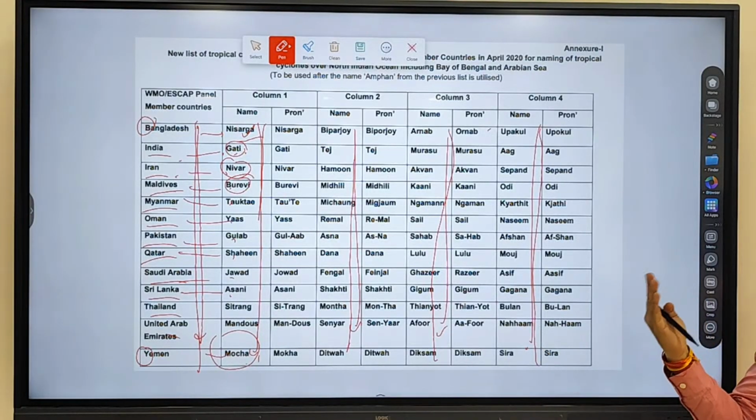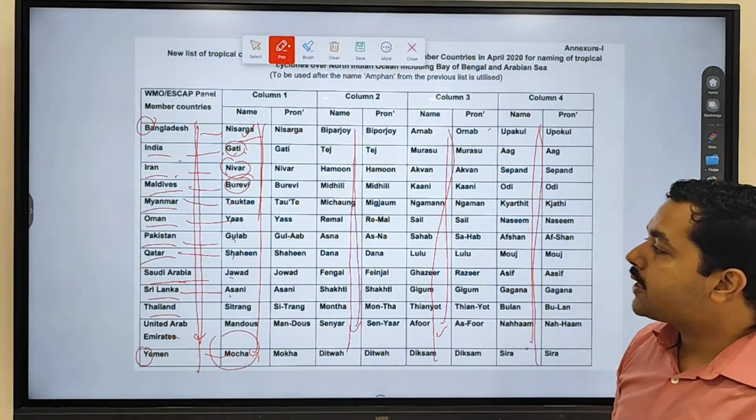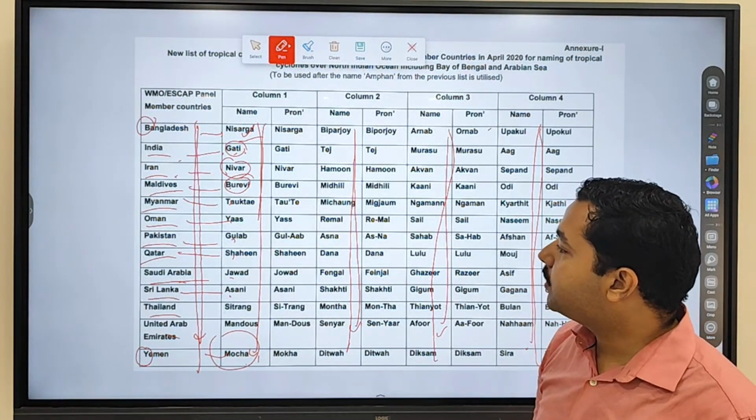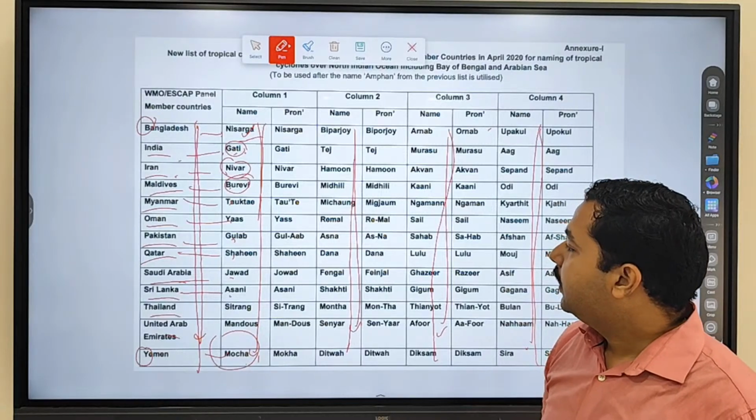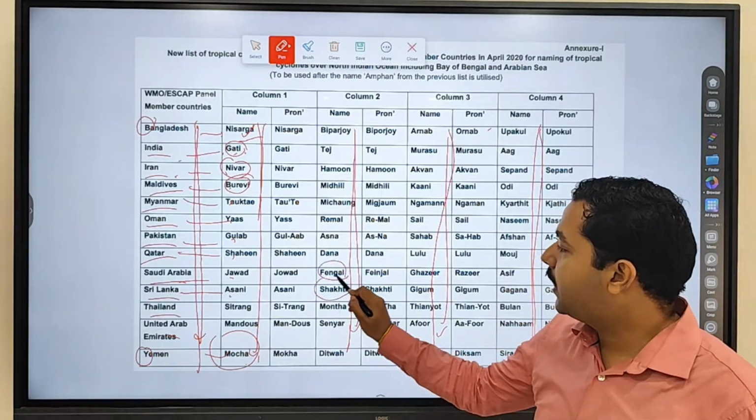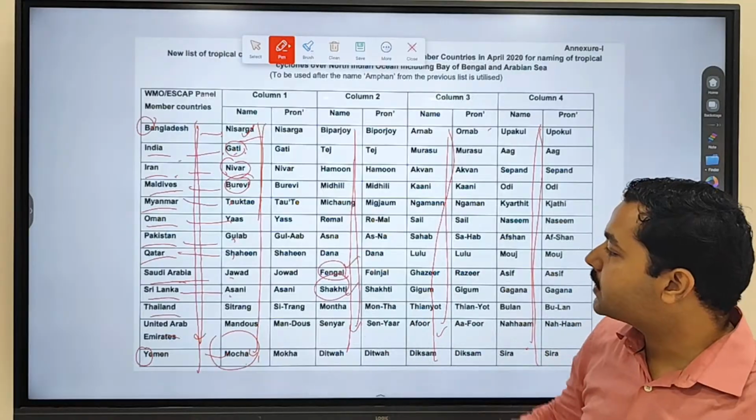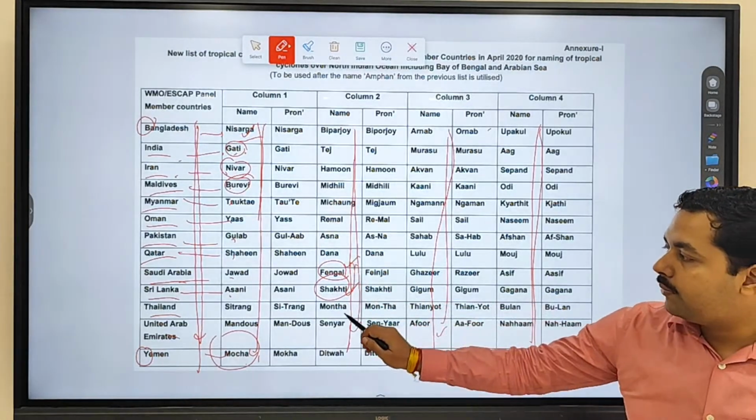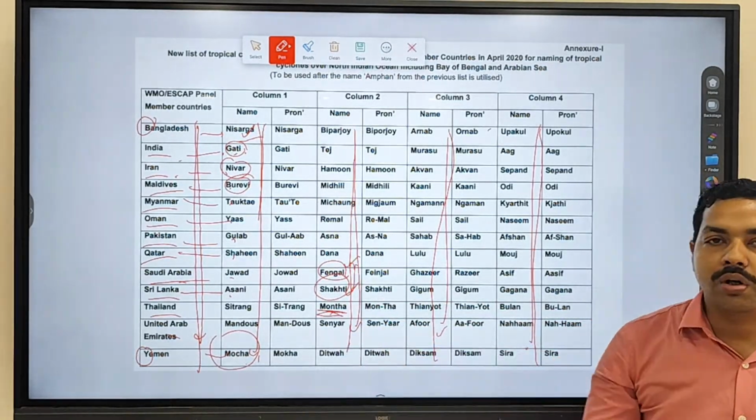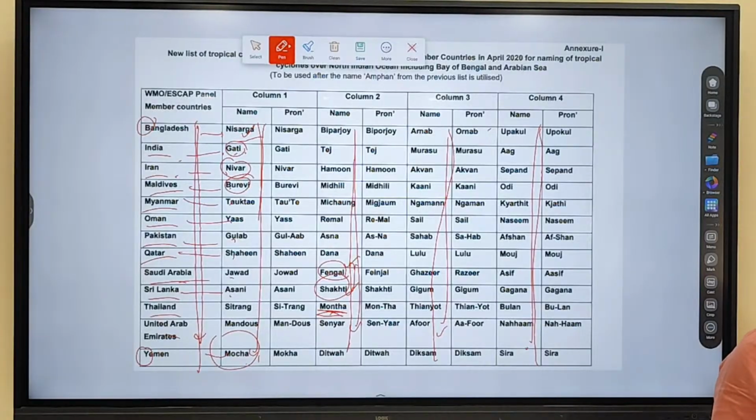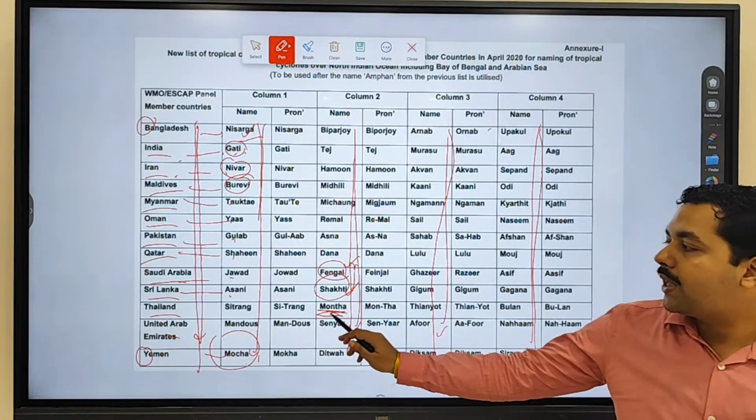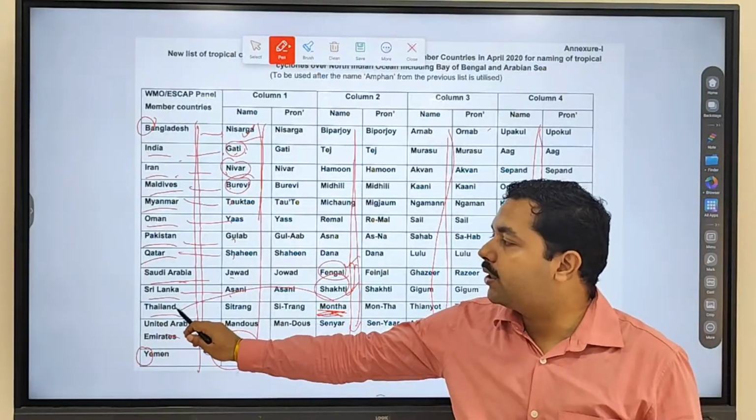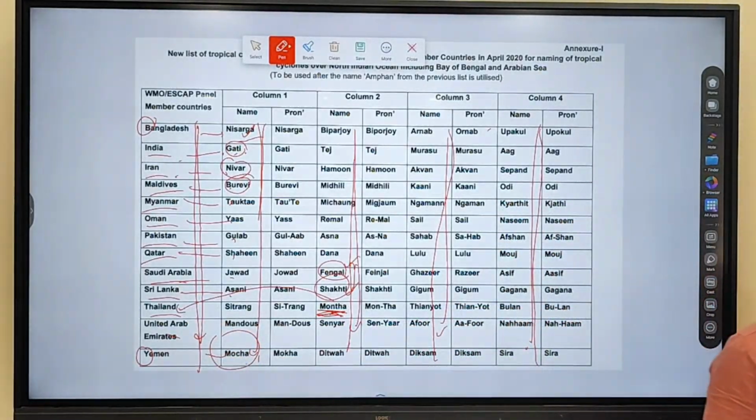These are the names that have been submitted by the countries. So the last cyclones that have occurred have been named Cyclone Fengal and Cyclone Shakti. These are the last cyclones that have been named. The next cyclone that is going to occur will be named Montha. Montha is a name given by whom?